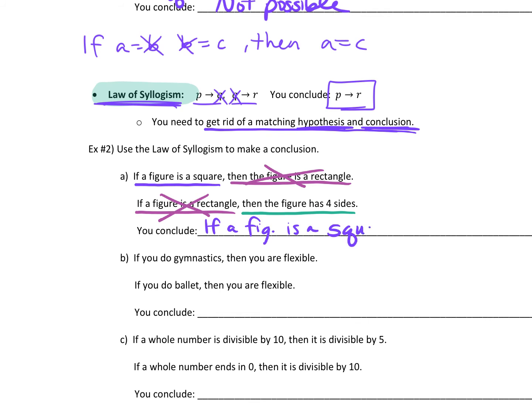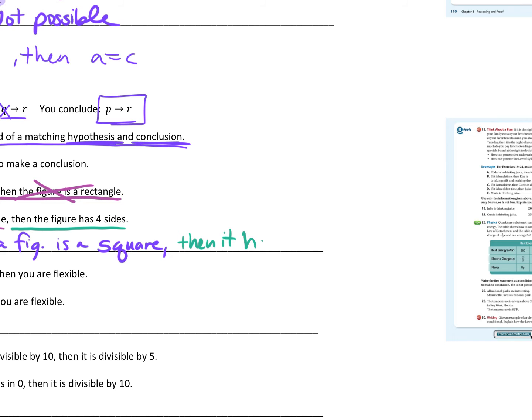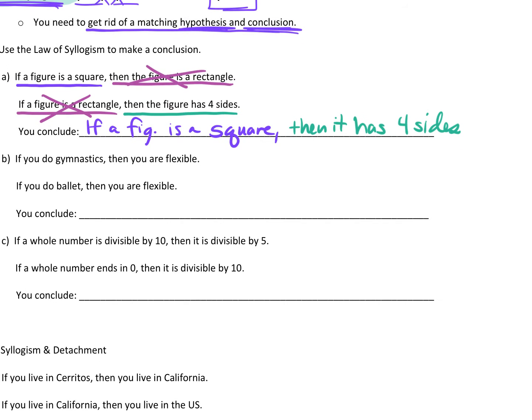If a figure is a square, then it has four sides. Okay, that's the law of syllogism. It's the transitive property. Take out the two things that are the same and see what you're left with. If it makes an if-then statement, you're golden. Write the statement. But what if it doesn't?